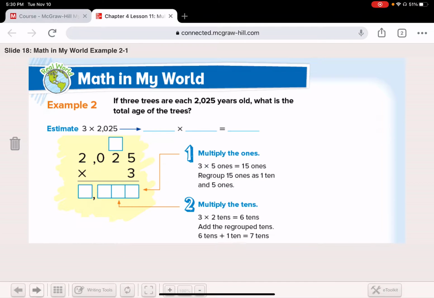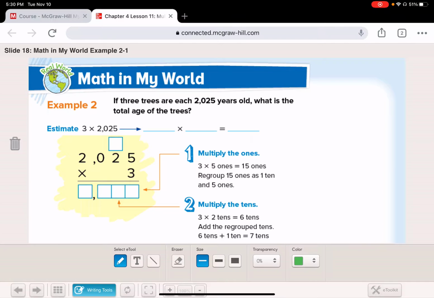Alrighty, let's do another example. Example 2. If 3 trees are each 2,025 years old, what is the total age of the trees? Okay, so we have 3 trees and they're each 2,025 years old, so that means we're doing 3 groups of 2,025.